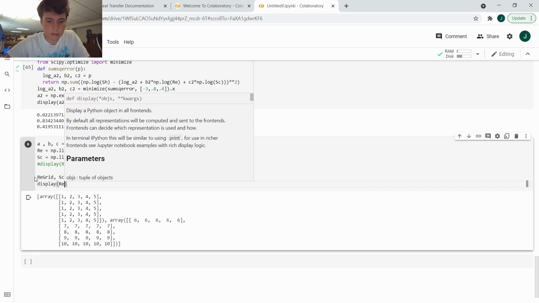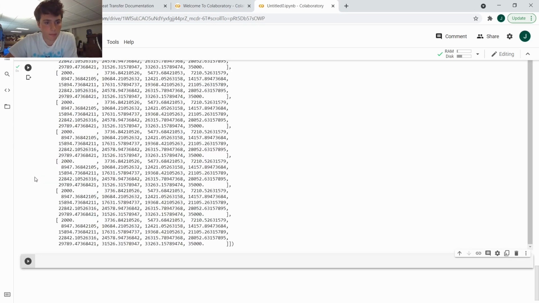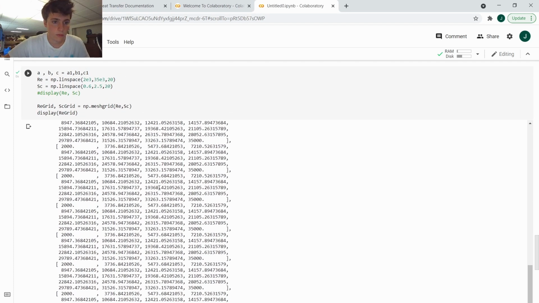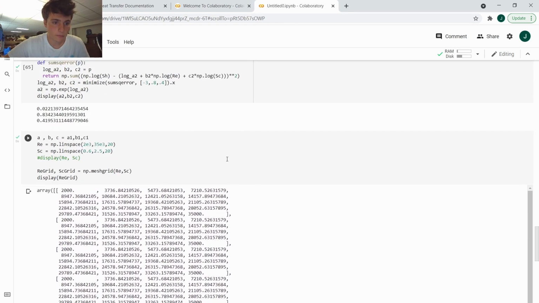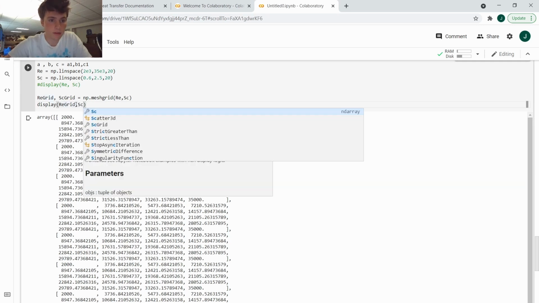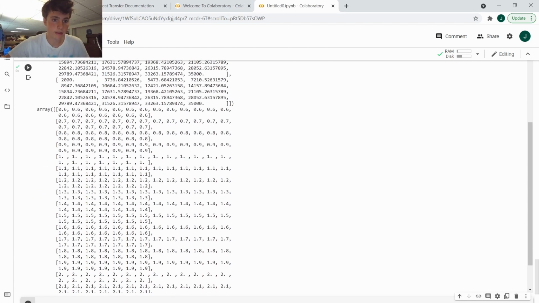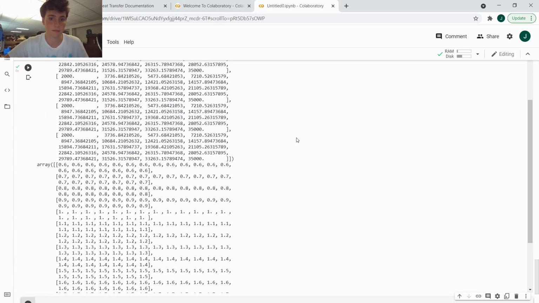Let's just display, let's look at Reynolds grid. So it's going to be an array of lists, and each list is just the numbers going from 2,000 to 35,000. And then we can also display our Schmidt grid, and our Schmidt grid is just holding the Schmidt numbers constant, so 0.6, 0.7, 0.8.